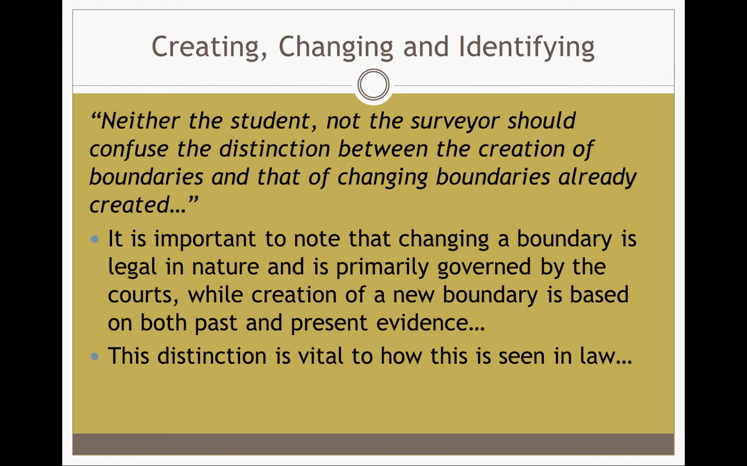For example, if there's an agreement between two individuals that the boundary is not in the right place, the court will decide then to change the boundary. But it's not the surveyor that decides.